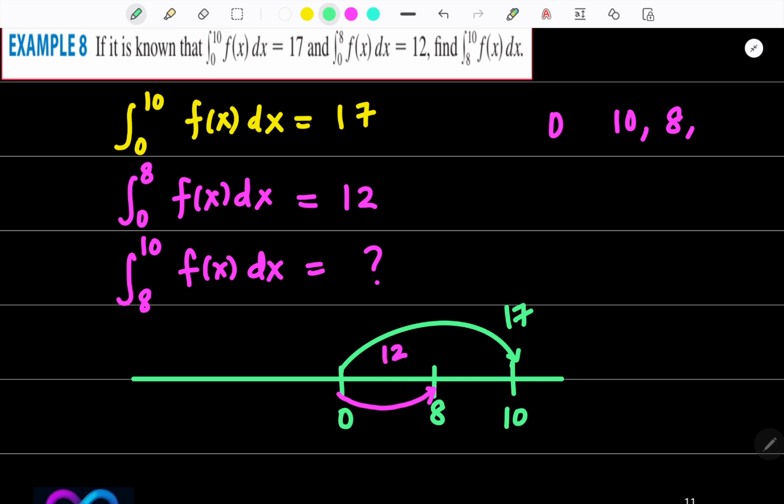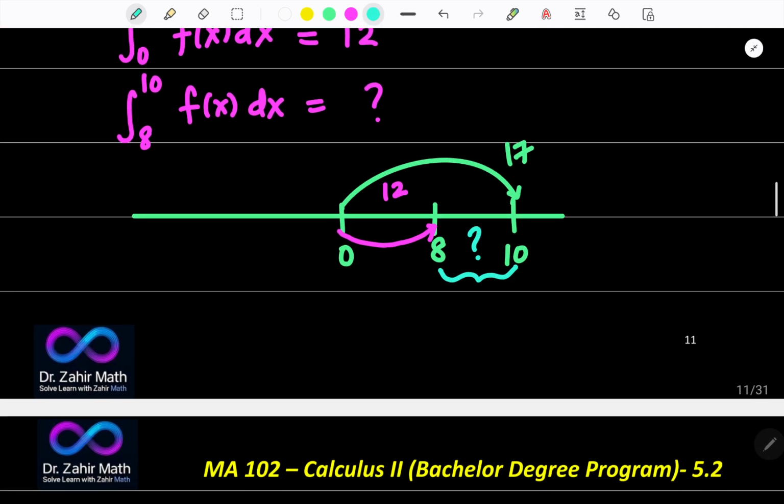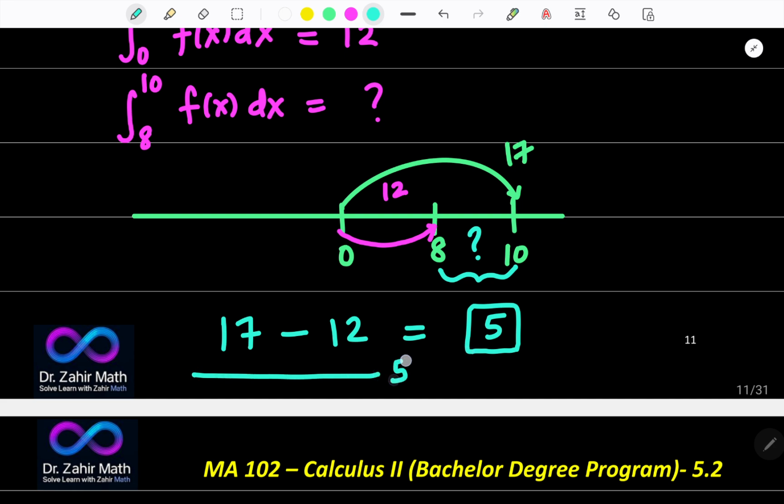What is the question? They are asking 8 to 10. So this part they are asking. So simple. It's all common idea, right? So which is 17 minus 12, which is equal to what? 5. Clear all of you? So this finishes your exercise 5.2. It's so easy if you study the previous video, right?